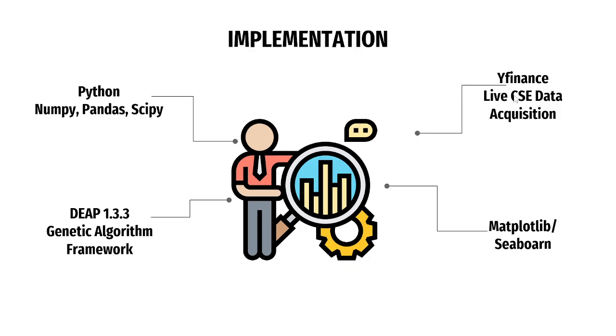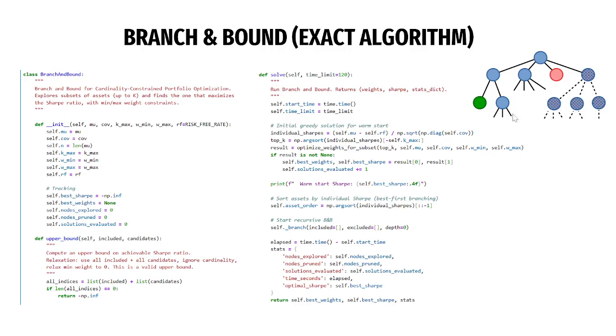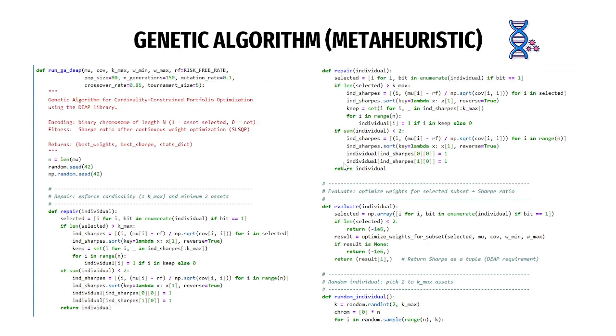The branch and bound is implemented as a custom recursive class with upper bound computation via SLSQP. These are the screenshots of the main function. The GA uses the DEAP simple algorithm with our custom evaluate and repair functions. The random seed is fixed to 42 throughout for full reproducibility. These are the main functions of the genetic algorithm as well. These are in the notebook which is uploaded to GitHub.